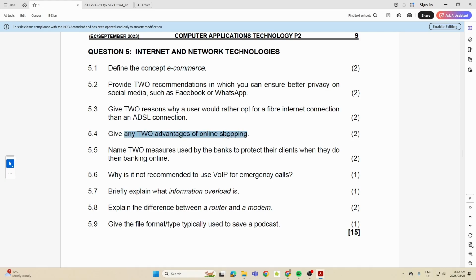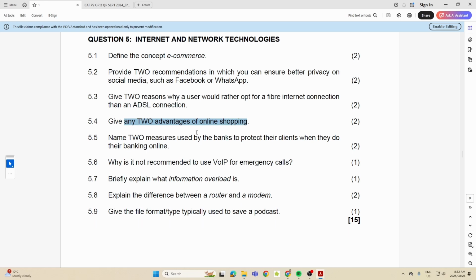Advantages of online shopping, guys, you can go through that. Really, you know what the advantages are. You can shop at any time. It can be delivered to your home, things like that. Yeah, there's just a lot out there.